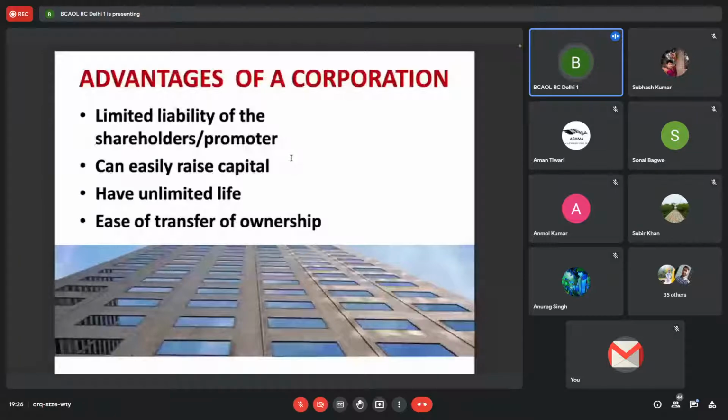That's it. Unlimited life, yes. Even if the owners die, the company will go on forever because it has a separate legal entity. It is different from its owners. Ease of transfer of ownership. What is ownership? If you have shares of the company, you are the shareholder, you are the owner of the company. The person who has the maximum shares, more than 51%, will become the major shareholder. So you can easily transfer your rights to someone else in the case of a public company, not in the case of a private company.